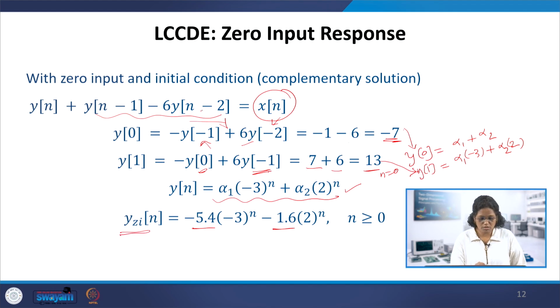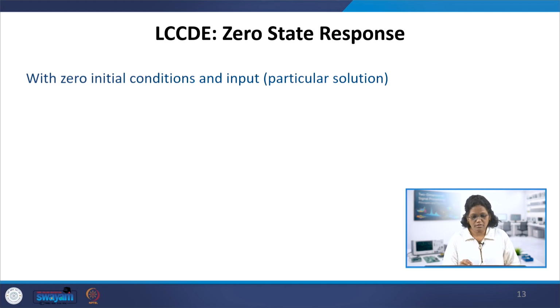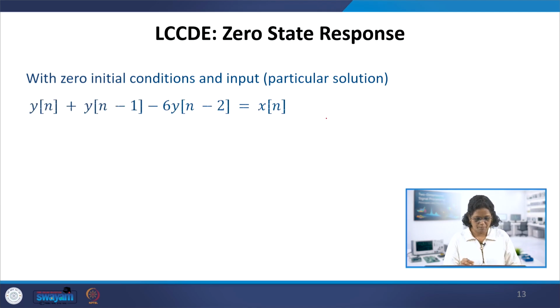So, what we did is take the difference equation and use the initial conditions to obtain y of 0 and y of 1, and taking the complementary solution, get alpha 1 and alpha 2. This is the response due to only the initial conditions, for n greater than or equal to 0. There is no input involved in it. And the zero state response, which is with zero initial conditions and the input applied, is the particular solution, so we have to focus on the particular solution in this case. We take the difference equation equal to x of n.